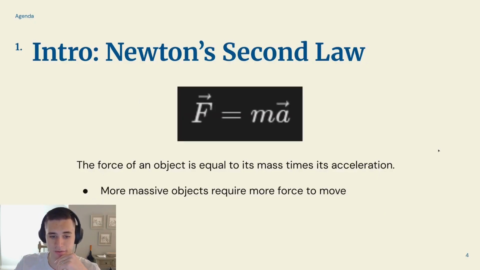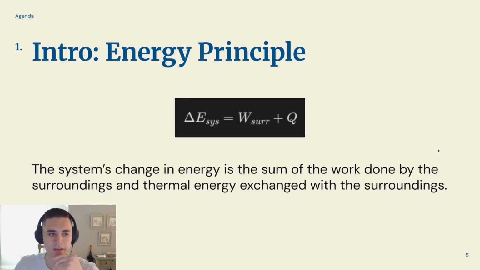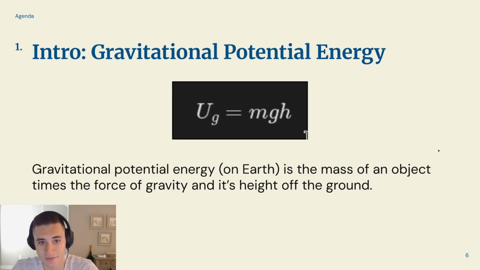So Newton's second law: the force on an object is equal to its mass times its acceleration. So F equals ma, basically saying more massive objects require more force to move. And then the energy principle is that the system's change in energy is the sum of the work done by the surroundings and thermal energy exchange with the surroundings, which is delta E_sys equals W_surroundings plus Q. And then we have the gravitational potential energy, which is U_G equals mgh. It's the mass of an object times the force of gravity and its height off the ground.